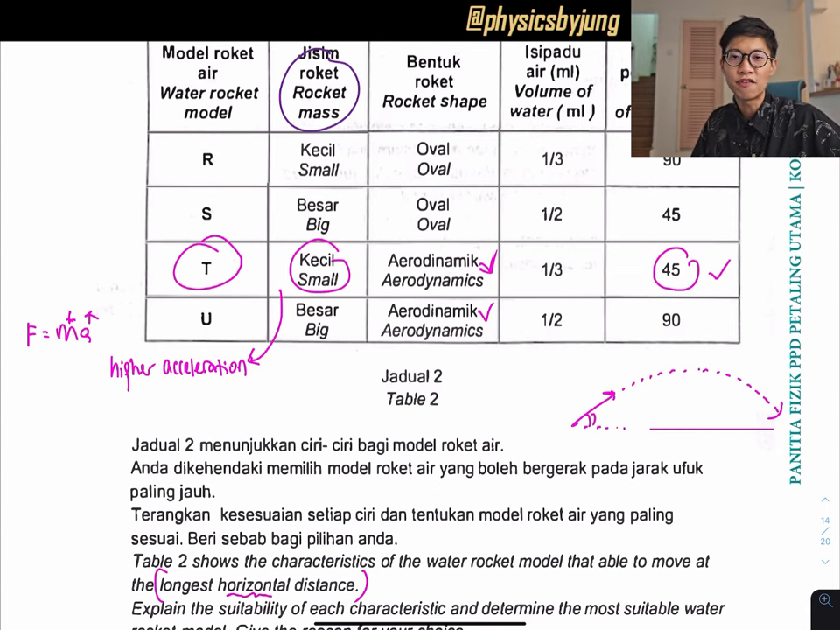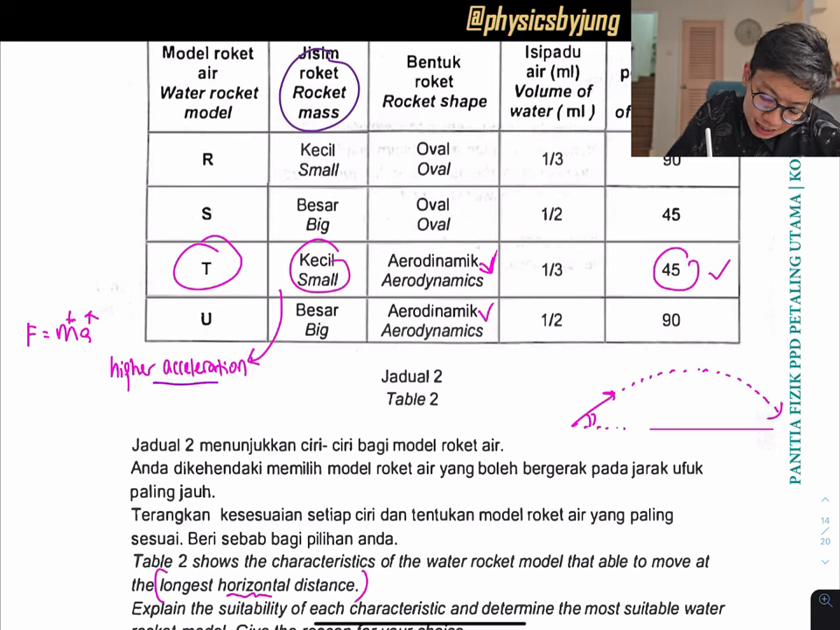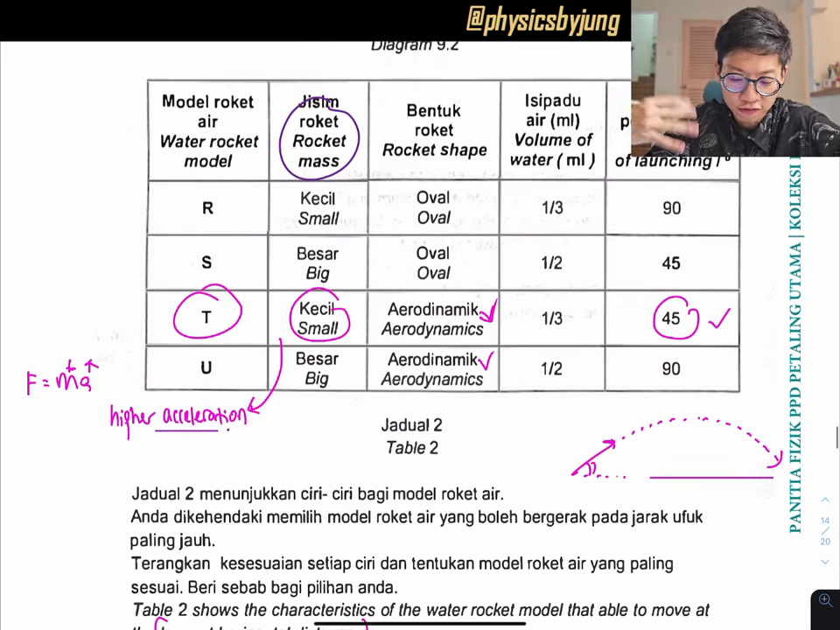Because let's say for example you say aeroplanes are heavy, but they can still travel at high velocity. So actually mass and acceleration have a direct relation. Velocity is the result of the acceleration. So remember, for mass write acceleration, don't write velocity. So this gives a higher acceleration of the water rocket.